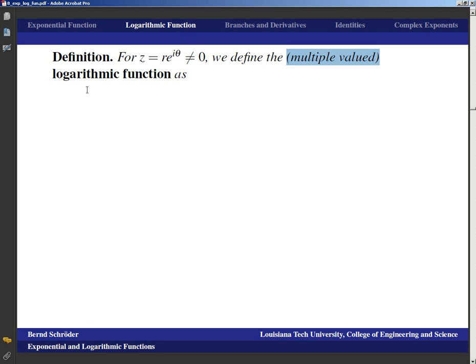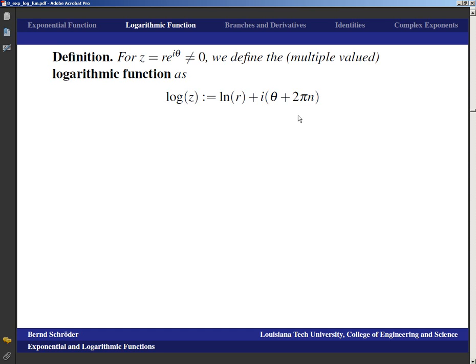This is a multi-valued function, the logarithmic function. We define the logarithm of z as ln r plus i times theta plus 2 pi n. And that is because, remember, e to the i 2 pi was equal to 1, so e to the i 2 pi n is equal to 1, which means that any values, basically z is r e to the i (theta plus 2 pi n) as a quantity, and the logarithm wants to recover all the solutions of that equation.